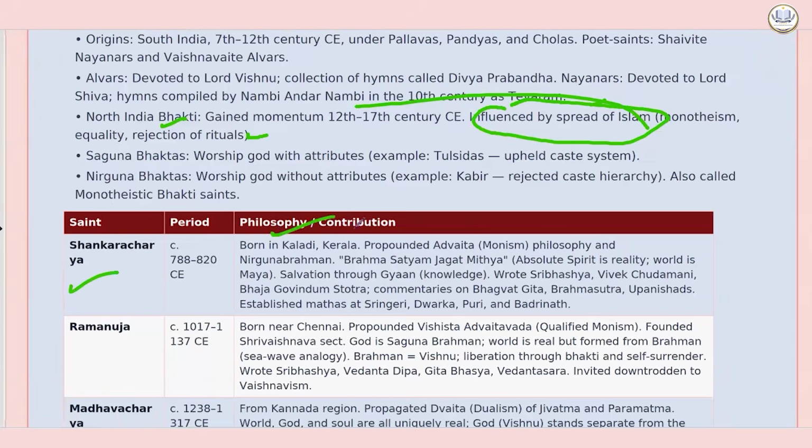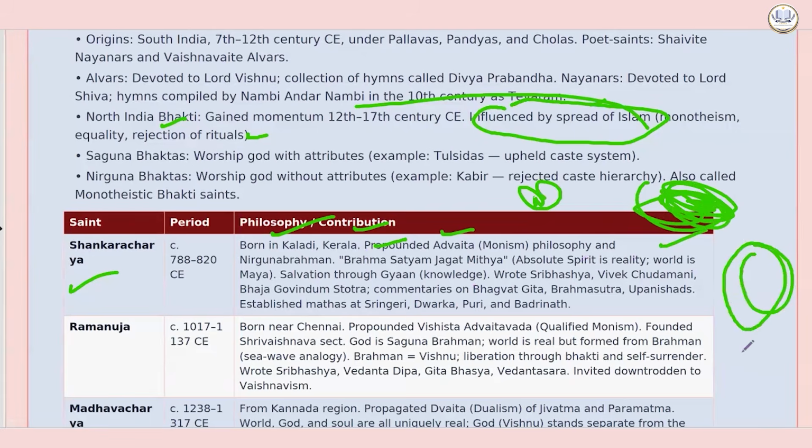Born in Kaladi, Kerala, he propounded Advaita, that is monism. Aham Brahmasmi, God resides within me. Philosophy of Nirguna Brahman, Jagat Mithya, absolute spirit is reality. The world is Maya or illusion, salvation through knowledge. Wrote Sri Bhashya, Vivek Chudamani, Bhaja Govindam Stotra. These three are very important. Commentary on Bhagavad Gita, Brahma Sutra, Upanishads, established mathas at Sringeri, Dwarka, Puri, and Badrinath.